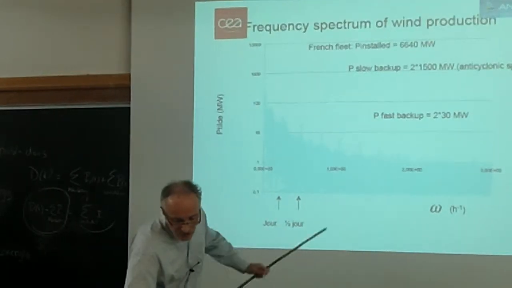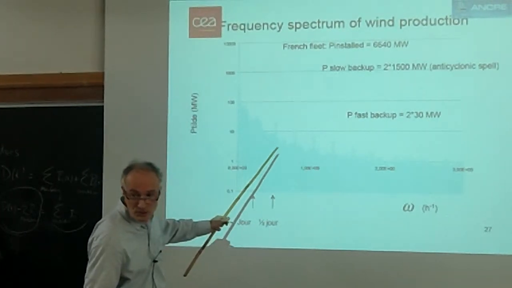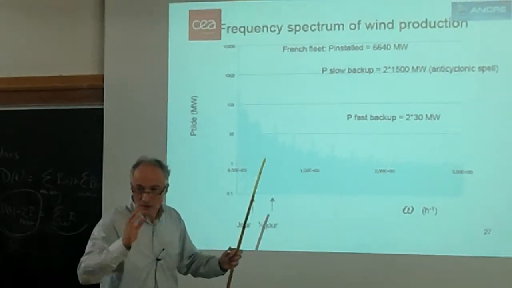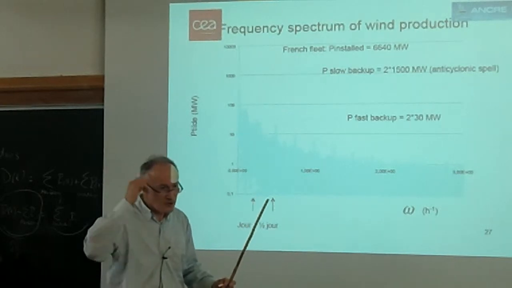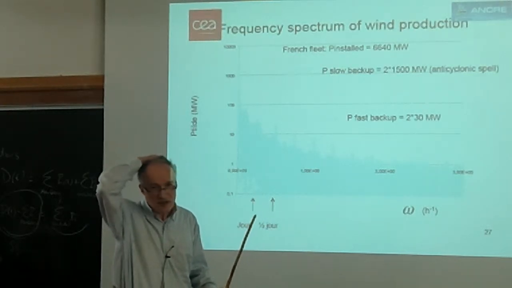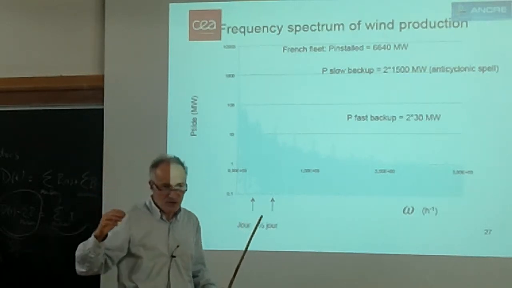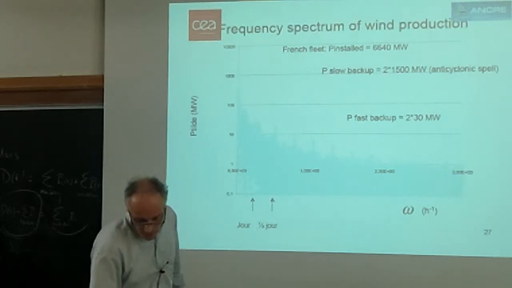Okay, this is a frequency spectrum of wind production. You probably do not see it, it's very pale, but there are also semi-diurnal peaks, which probably correspond to the fact that windmills are located, for many of them, close to the coast, and you have thermal breezes, and you see them here.